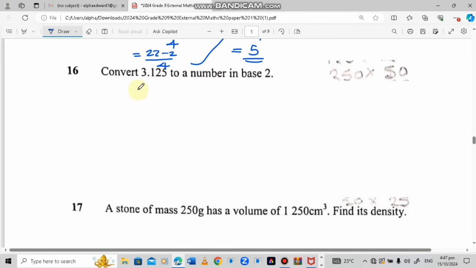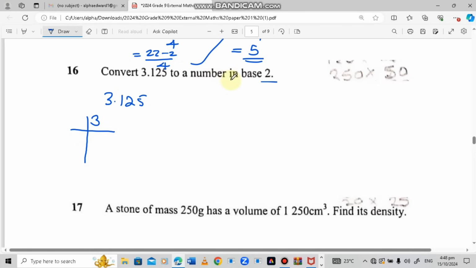Number 16. Number 16, convert 3.125 to a number in base 2. Alright, so they want you to convert 3.125 to a number that is in base 2. So how are you going to do that? So for you to do that, you are supposed to understand that this number that is before the decimal point is a whole. So you're going to write a whole number like this, okay, and then write like this.